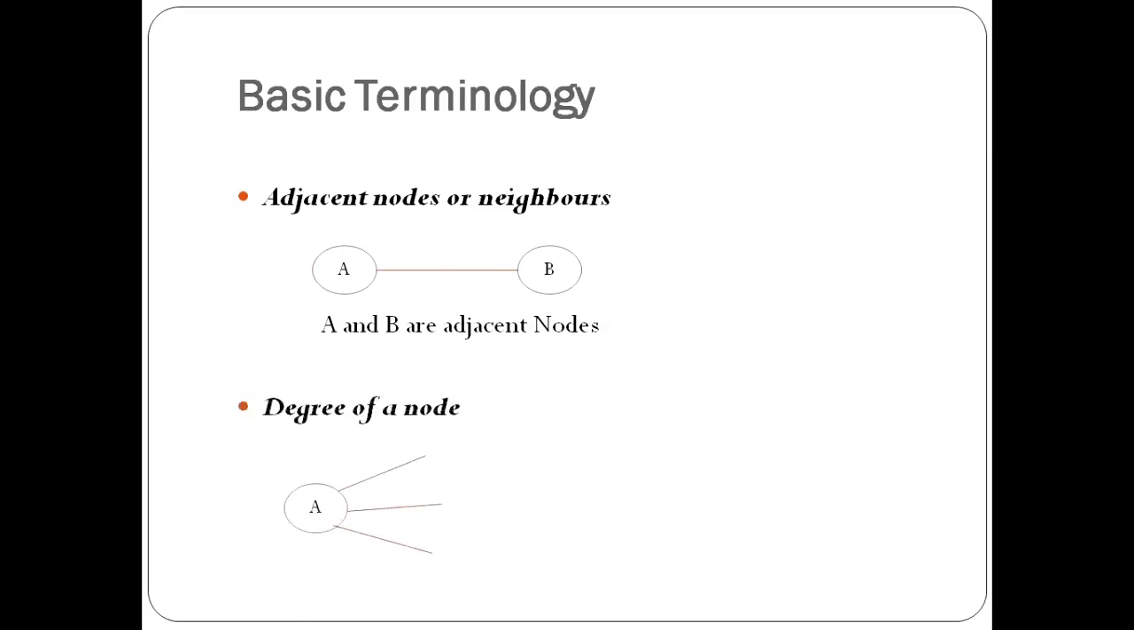The degree of a node. The degree of a node means the number of edges that the node has. If we consider the example here, for node A there are 3 edges associated with node A. That's why it has a degree of 3. For node B, there is no edge associated with node B. That's why it has a degree of 0.